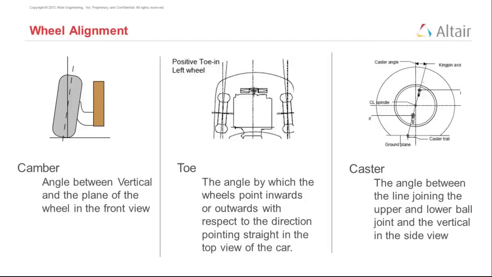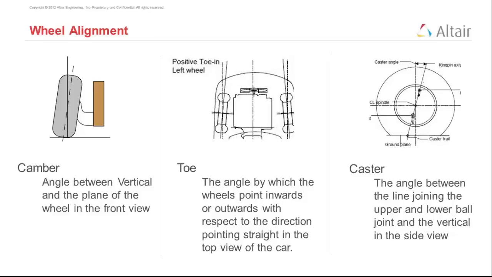Before we move to trying to understand how suspension characteristics affect your suspension design, let's understand three important things that you need to know about tire alignment or wheel alignment. First thing is camber. Camber is the angle between the vertical plane of the wheel and the tire in the front view. We are going to investigate how a camber affects the handling of a vehicle in detail soon. But it is really important to understand that tire camber is a very, very important factor determining the characteristics of the vehicle. We have toe, which is the angle by which the wheel points inwards or outwards with respect to the straight car. And then we have caster. It is the angle between the line joining the upper ball joint and the lower ball joint and the vertical in the side view.